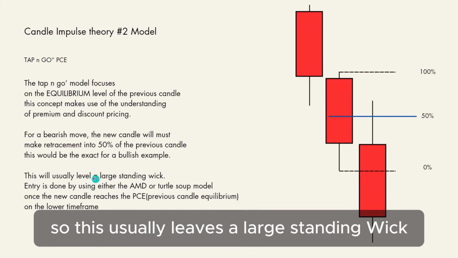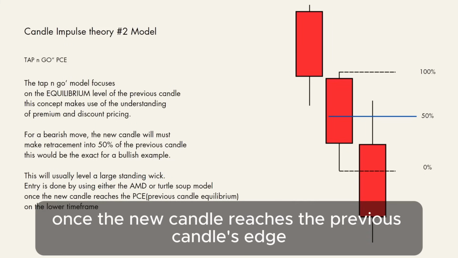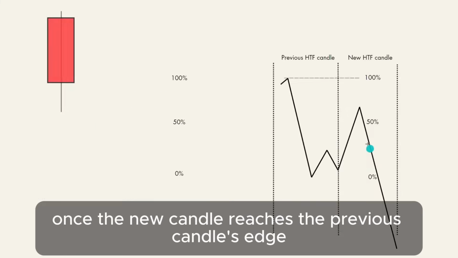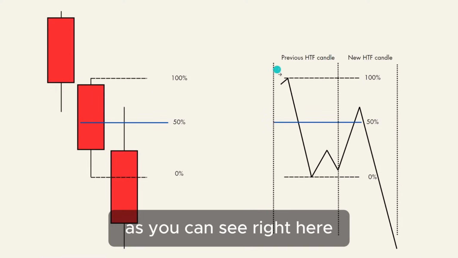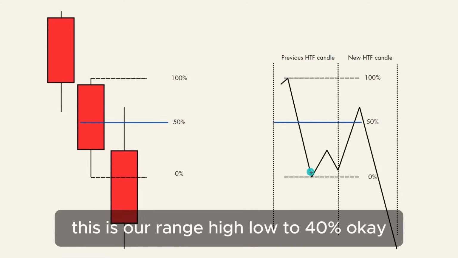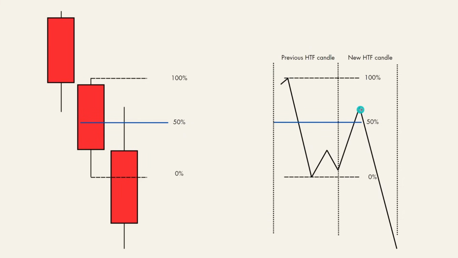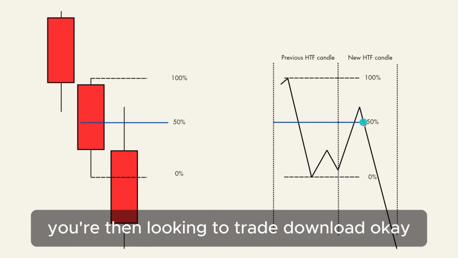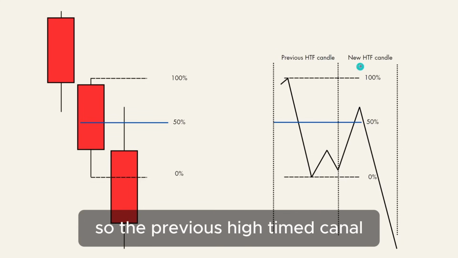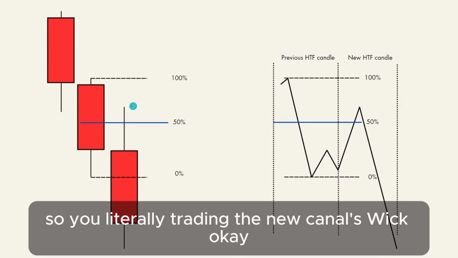This usually leaves a large static wick, and the entry is done by using either your AMD or total soup model once the new candle reaches the previous candle's equilibrium, okay? As you can see right here, this is our range high, low, 50%, okay? Price comes back and taps into the premium of a bearish day, okay? And from this entry point, you're then looking to trade down low, okay? Previous high time candle and then use the new candle and you're trading down low, okay? So you're literally trading the new candle's wick, okay?